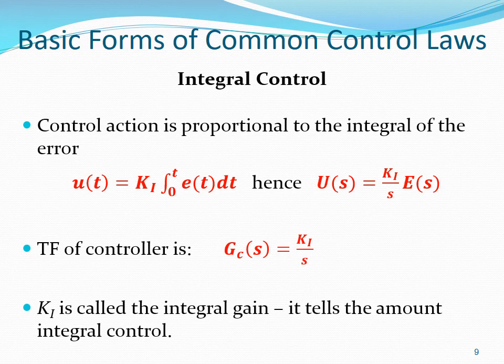Integral control. In integral control, the control action is proportional to the integral of the error. Mathematically, u(t) equals Ki times the integral from 0 to t of e(t) with respect to time. In Laplace domain, U(s) equals Ki over s times E(s). Therefore, the TF of the controller is Ki over s. Ki is referred to as the integral gain. It tells the amount of integral control.